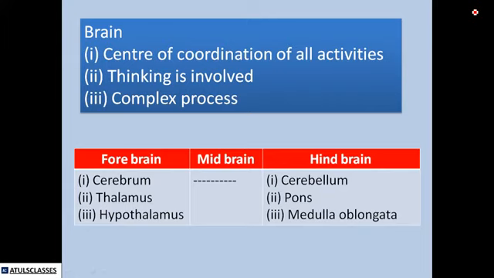The complex functions of the brain are involved in this. A human brain is divided into forebrain, midbrain, and hindbrain. The forebrain again has three parts, and these three major parts combine to make the forebrain. Midbrain is only a single part that functions as the midbrain, and the hindbrain has three different organs, that is cerebellum, pons, and medulla oblongata.